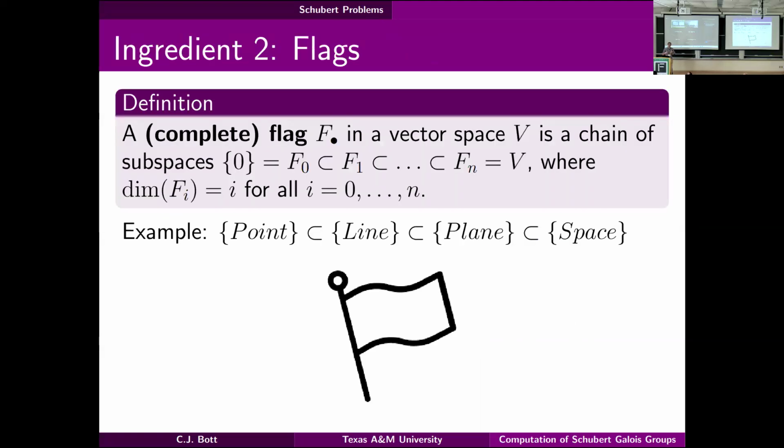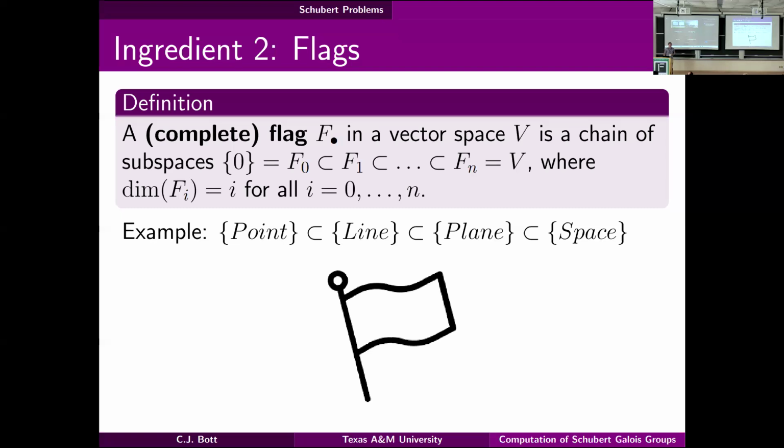Ingredient 2, so we have what our solutions should look like. Now we need to talk about some fixed linear spaces that we want to intersect our solutions with. That's in the notion of a flag. So a complete flag is a saturated chain of subspaces, one for each dimension up to the dimension of your ambient space. And here is a cartoon that inspired the name. You have a point, that's the little ball at the top of the flag, and then you have the line that is going through it, and then you have the plane creating the actual flag there. So this always helps me remember what a flag is. Hopefully it does for you too. It's not exactly what a flag really looks like, but it gives you the right idea.